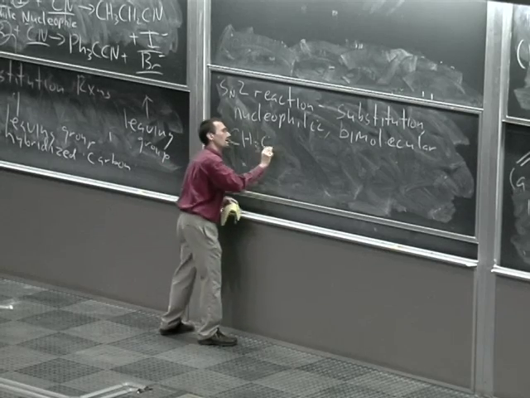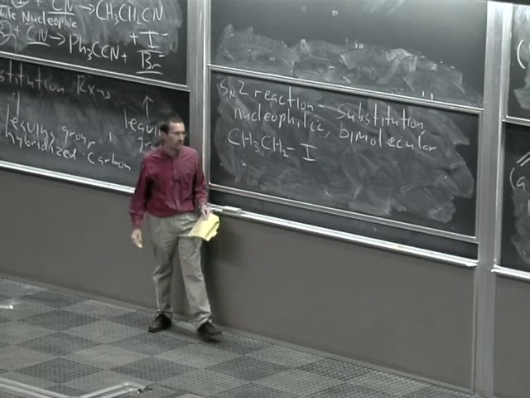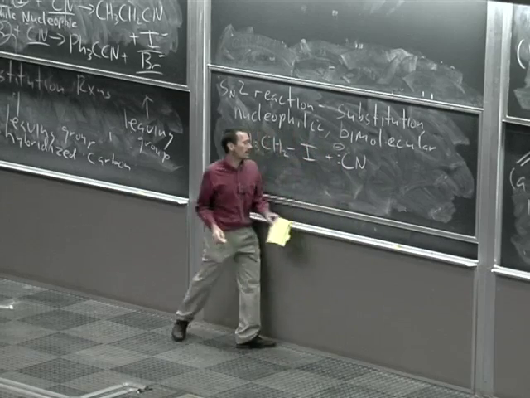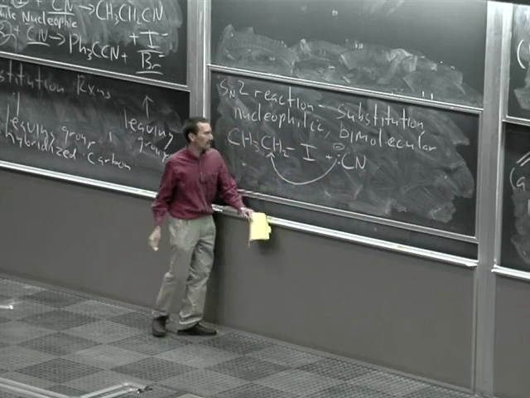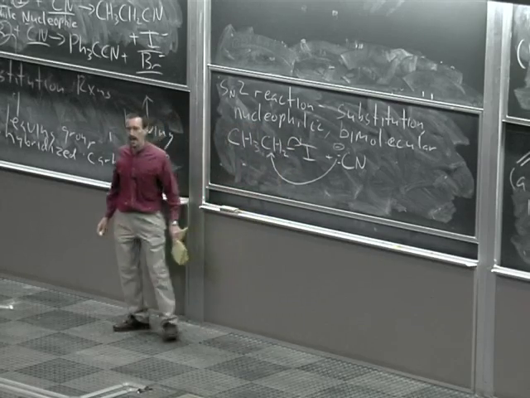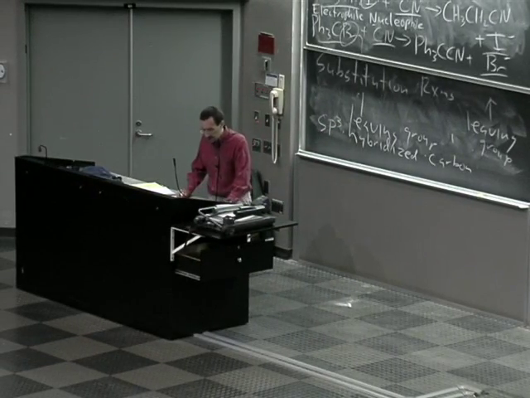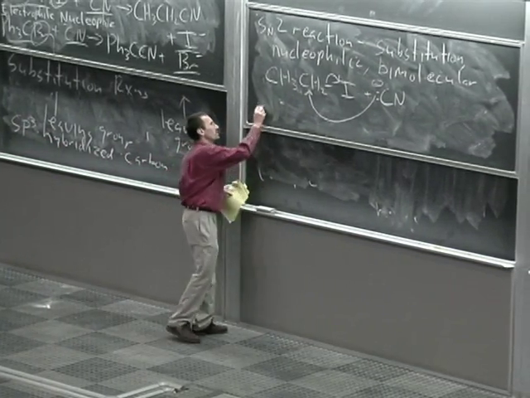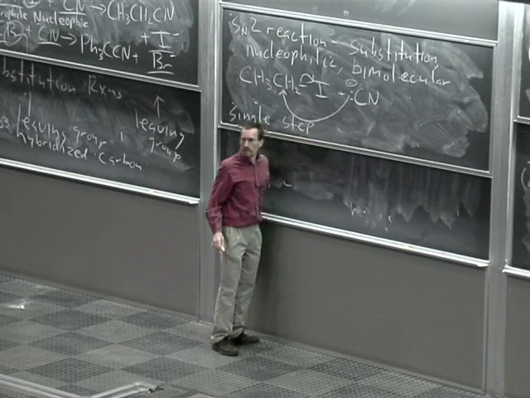The mechanism involves the cyanide, the nucleophile, and I'll draw in one lone pair in the cyanide, coming in. Remember, electrons flow from the nucleophile to the atom. We break the bond, we put electrons back on the atom. So the reaction involves two molecules coming together in a concerted fashion. It occurs in a single step, with no intermediate.